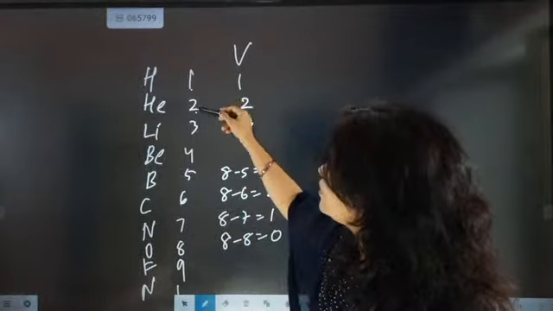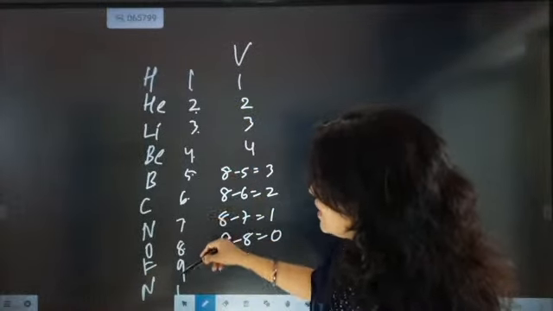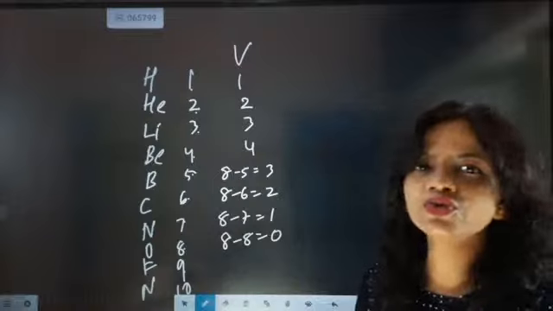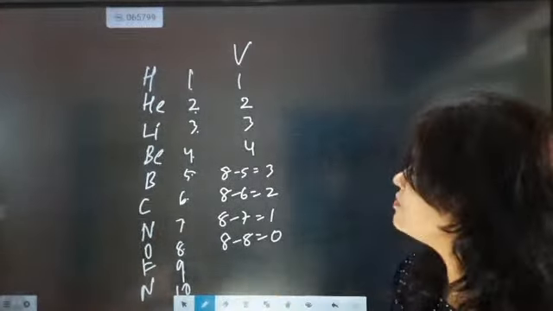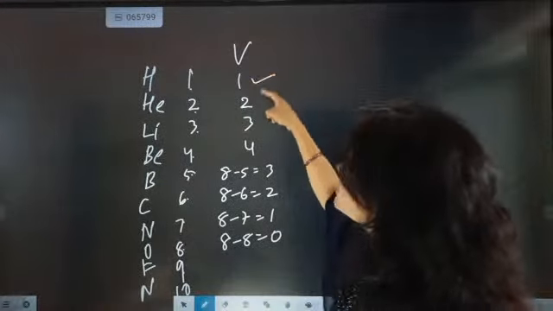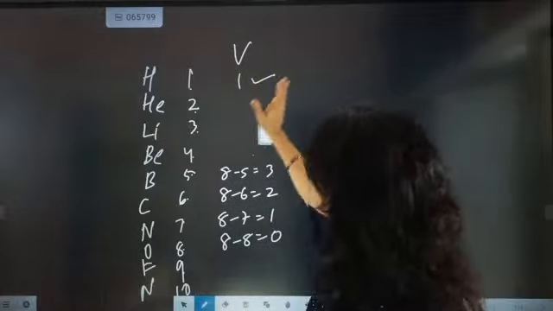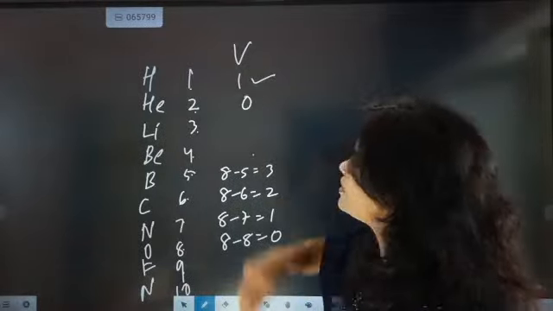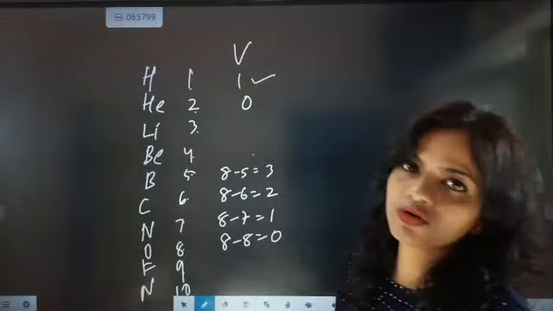Neon: 1, 2, 3, 4, 5, 6, 7, 8, 9, 10. So neon comes as 2, 8. I hope you have understood. For hydrogen, the valency is 1. For helium, it will become 0, because the first orbit's maximum capacity is 2 electrons.